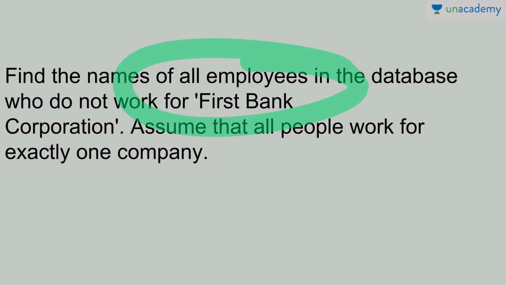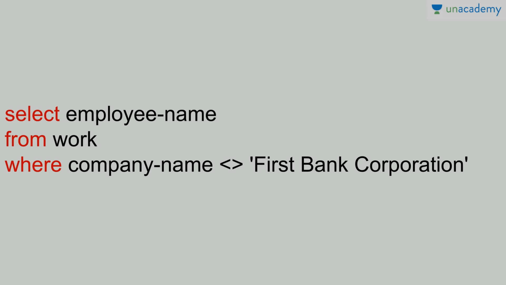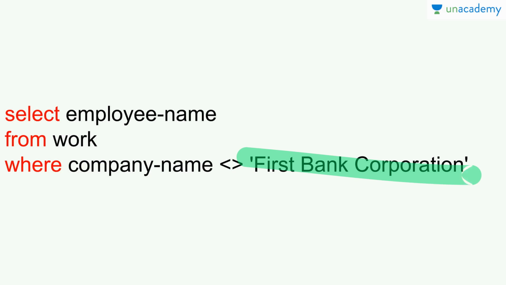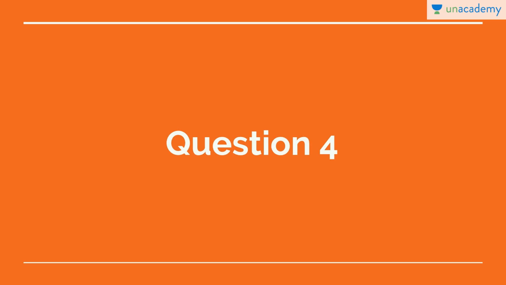Works table. So the query will be, select employee name from works, where company name and the sign for not equal to is this. The company name is not equal to First Bank Corporation. Okay, this was a pretty simple query. Moving towards the fourth question.